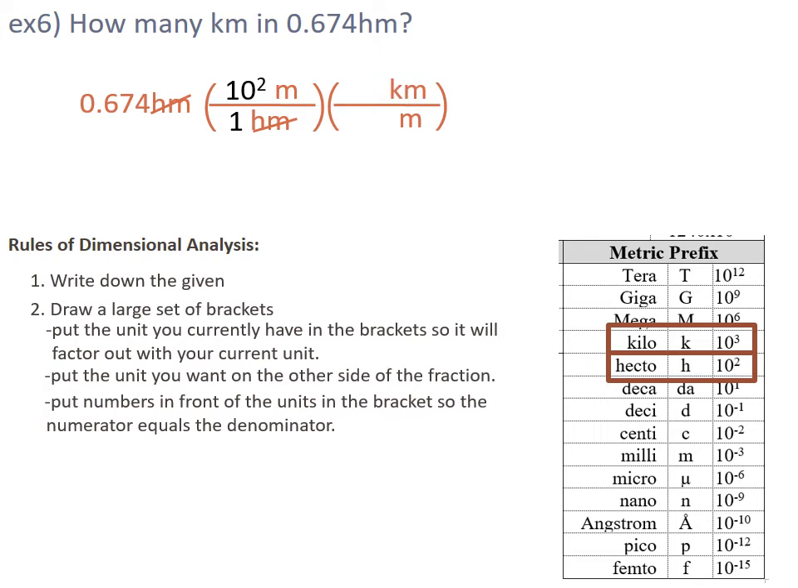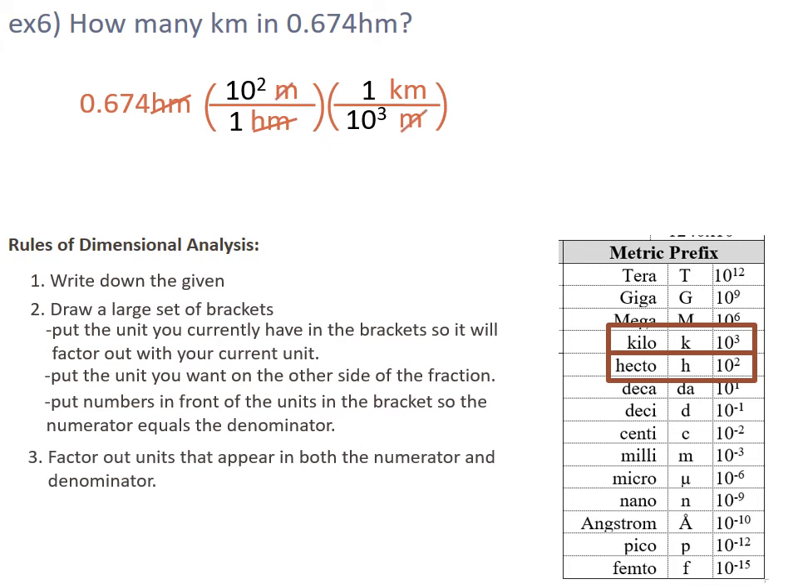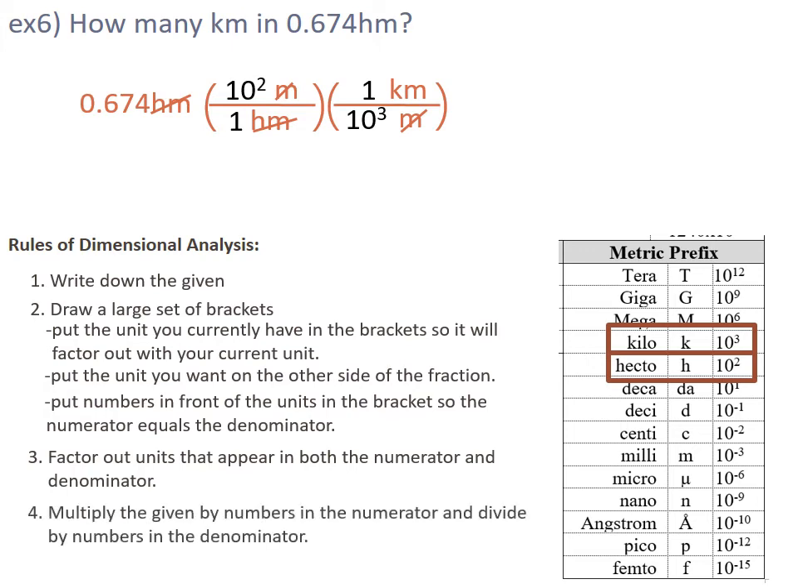And according to my metric prefix, 1 kilo equals 10 to the 3. So 1 kilo equals 10 to the 3. Top equals bottom. Meters and meters will factor out. I run it through my calculator. 0.674 multiplied by 10 to the 2 divided by 1 multiplied by 1 divided by 10 to the 3. And that gives me my final answer, which is 0.0674 kilometers.